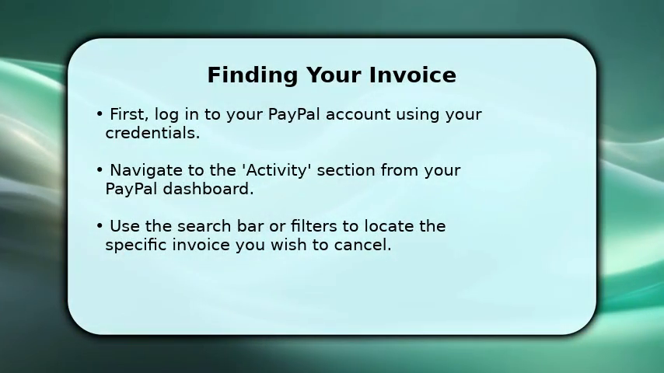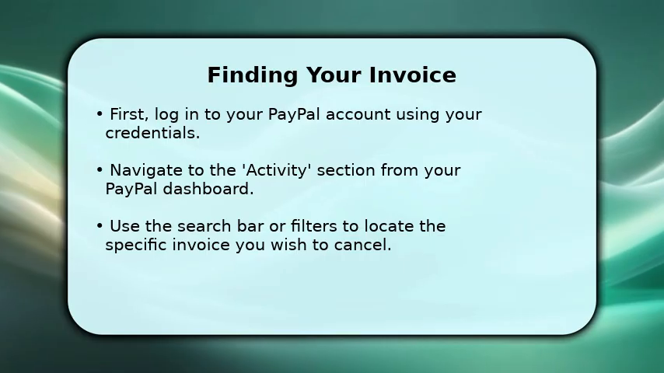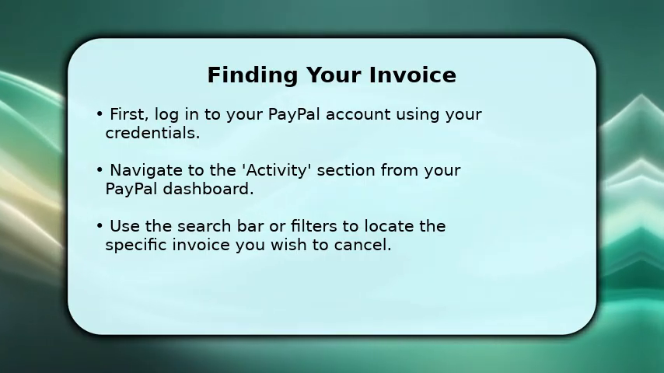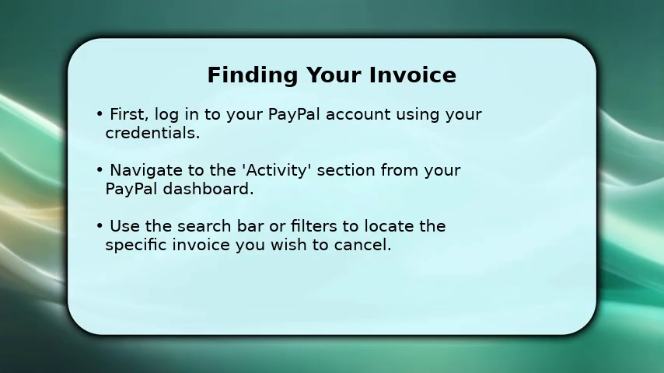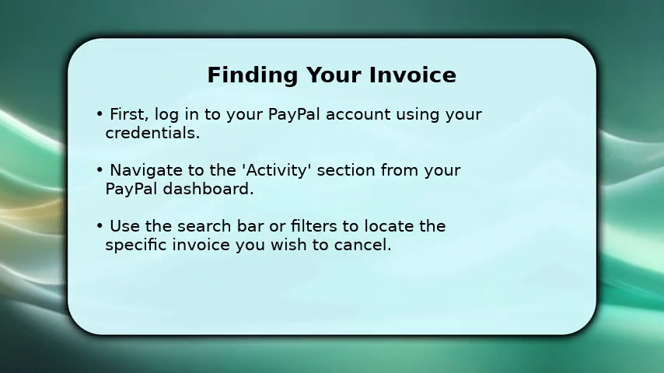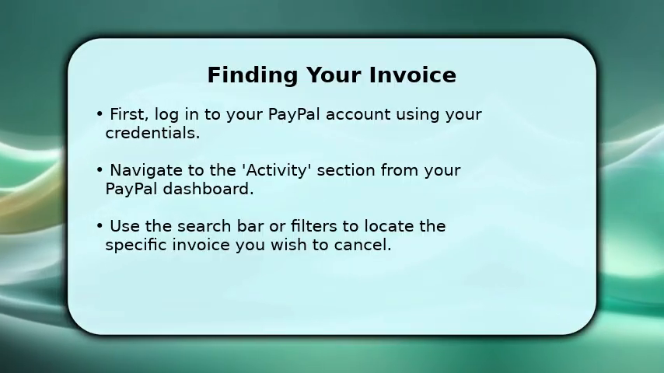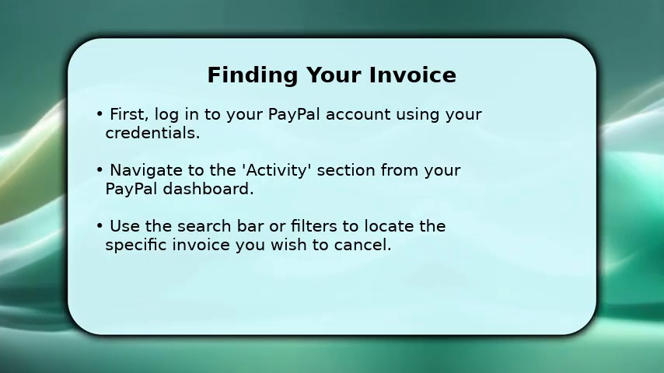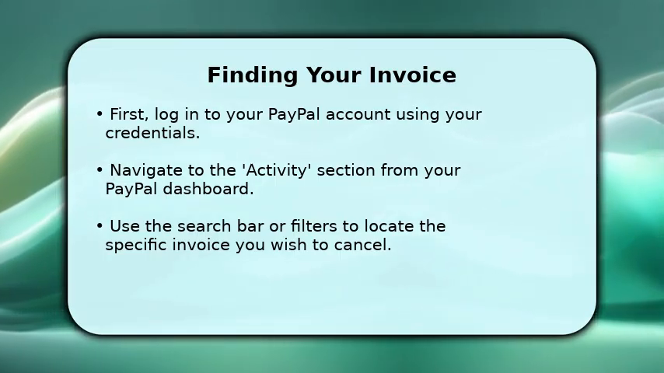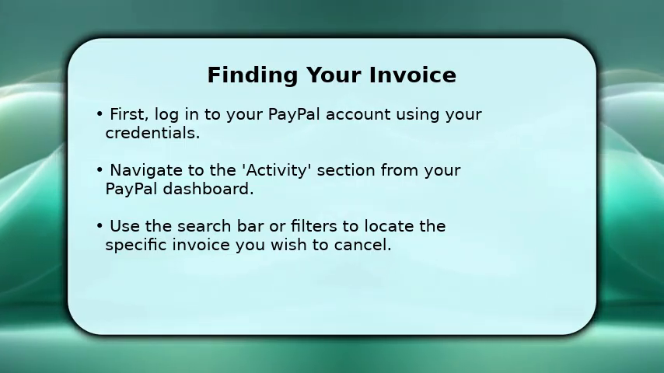To begin, you will need to log into your PayPal account. Once you are logged in, look for the Activity tab, usually found at the top of your dashboard. Click on this section to view your recent transactions. From there, you can use the search function or apply filters to narrow down your results. Select the Invoices filter to easily find the specific invoice you intend to cancel. This ensures you are viewing the correct document.